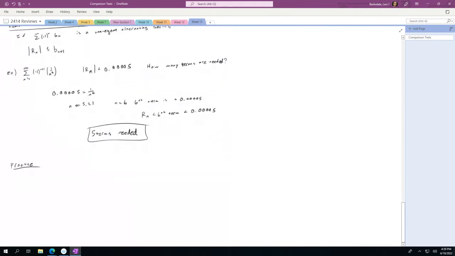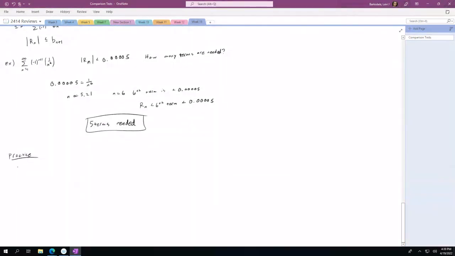Time for some quick practice. Go ahead and find the number of terms needed to make the error of the series -1 to the n times 1 over n squared smaller than 0.001. I'll give you a few minutes to work through that.